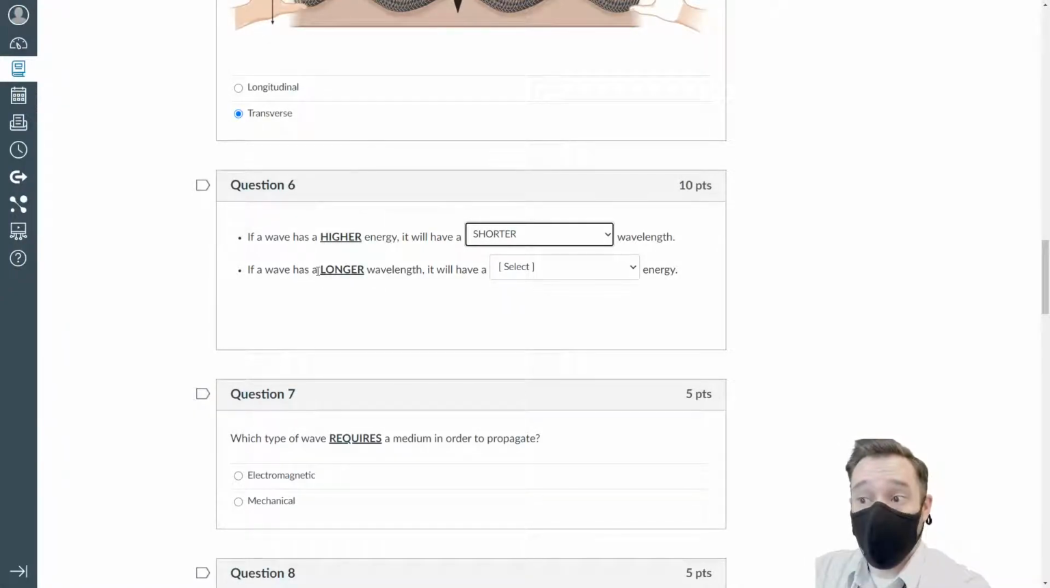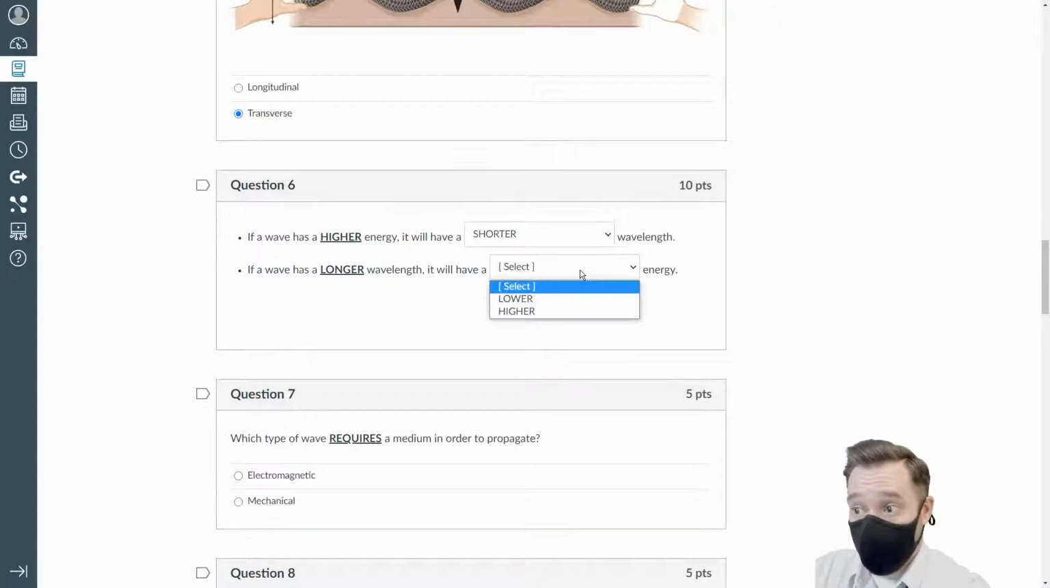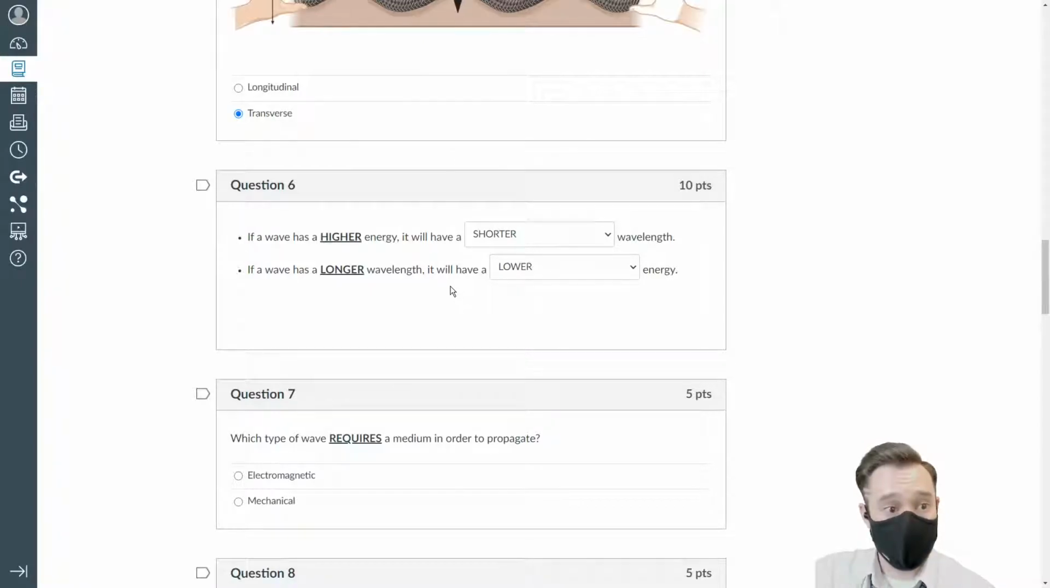If my wave has a longer wavelength, then it will have a higher or lower energy. Longer wavelength, lower energy. Shorter wavelength, higher energy. So longer wavelength, lower energy. Cool.